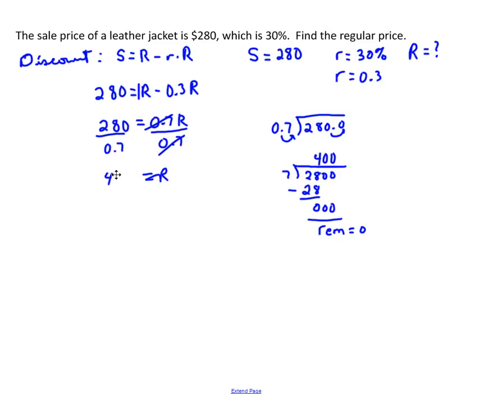Which is to say, if we want to answer this problem, we would answer that the regular price is equal to $400 for that same leather jacket. So if you can find it for $280 and you wanted it for $400 originally, that's a pretty good deal. Good luck with your homework.